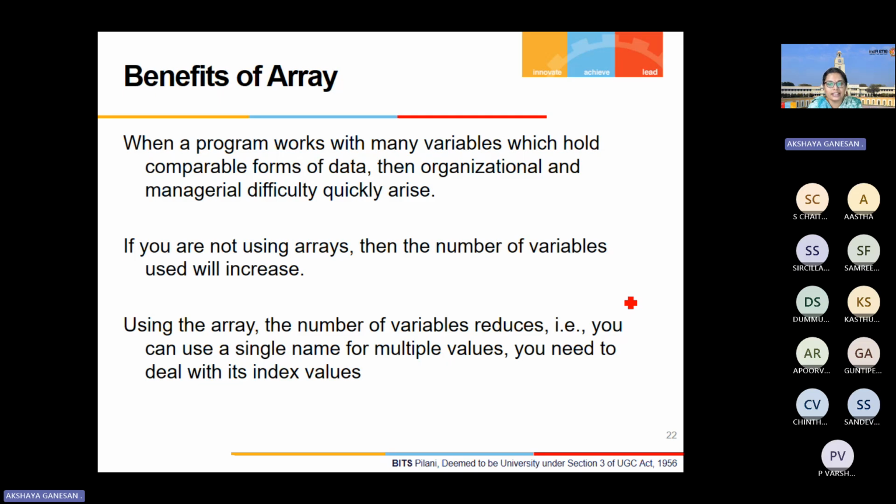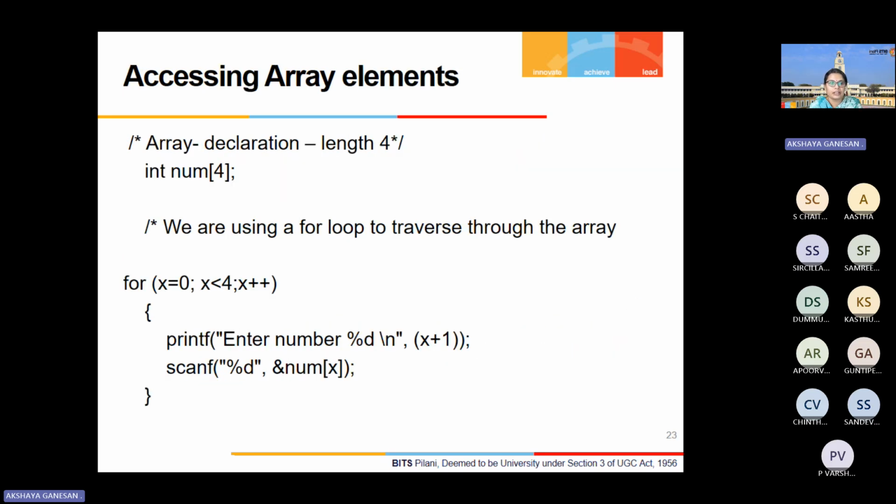So if you're not using arrays, the number of variables will increase. Of course, the memory size is going to be the same, but how do I process them? How do I retain them in the program? You cannot write simpler code. That is where arrays bring us the benefits. When you use arrays, the number of variables reduces, so you can use a single name for multiple values and deal with them using incremental indexes. That's the idea behind it, right?